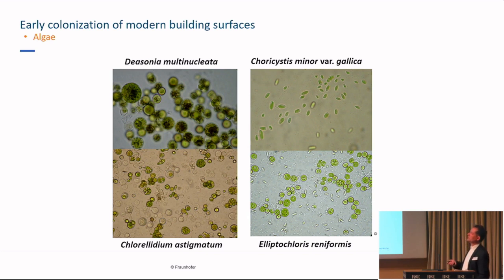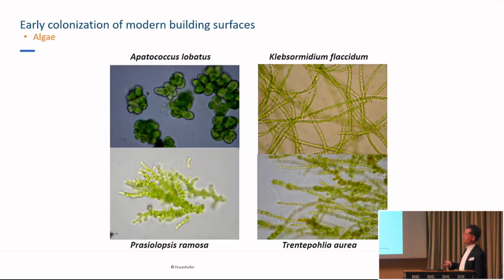And this is a kind of a bigger unicellular algae, and it has more nuclei in their cells. Here is another thing that makes these little small elongated cells. Here we have Elliptochloris reniformis. This may have two kinds of spores, rod-shaped and spherical ones. And here's another Xanthophyceae, it's a Chlorellidium astigmatum. So there is a huge range of unicellular algae you find there which have not so many differences.